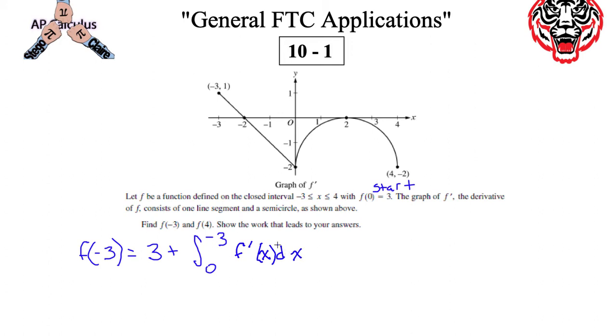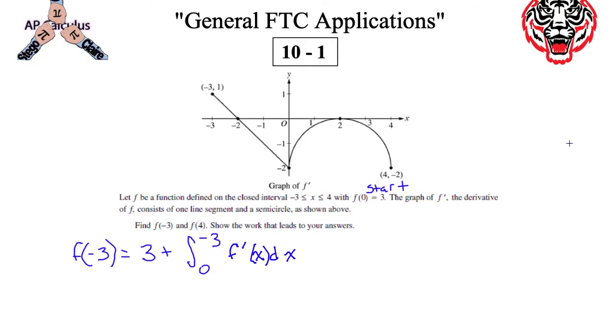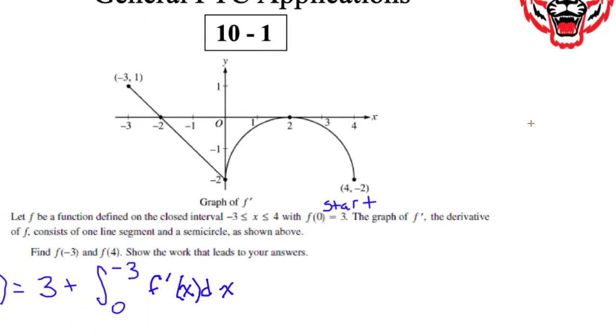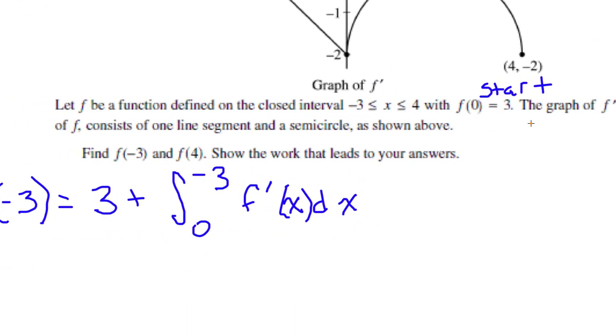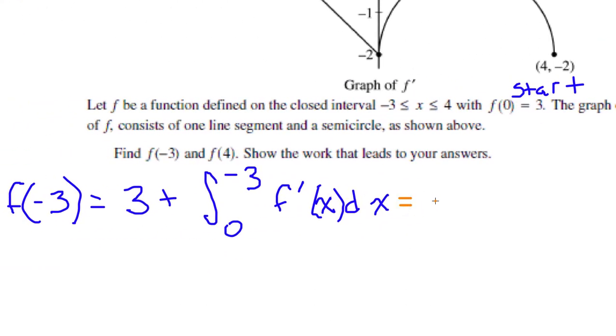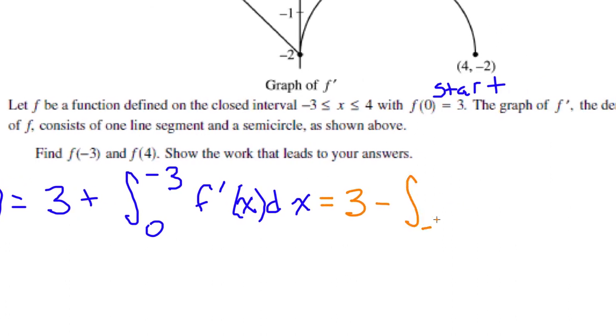All right, so obviously this integral is backwards because it needs to go from more negative to more positive, so I need to flip it. This is going to switch around a little bit here. Let me zoom in so I can write a little neater. So this is actually going to be equal to 3 out front, but now minus the integral from -3 to 0 of f prime of x dx.